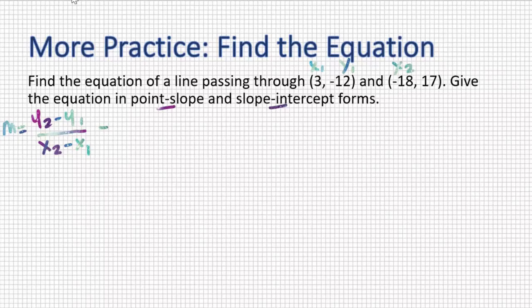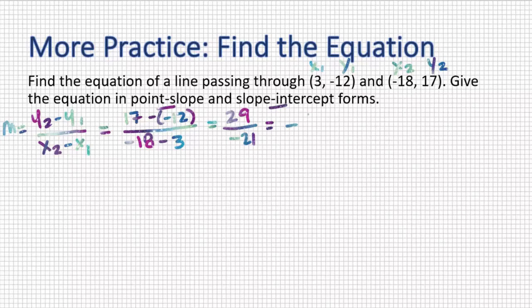So I'll label the parts of this coordinate as x2 and y2. So I'm ready to fill in the x's and y's for my slope calculation. We have 17 minus negative 12 divided by negative 18 minus 3. 17 minus negative 12 is 17 plus 12, which is 29, and negative 18 minus 3 is negative 21, which we'll write as a single negative number, so negative 29 over 21.